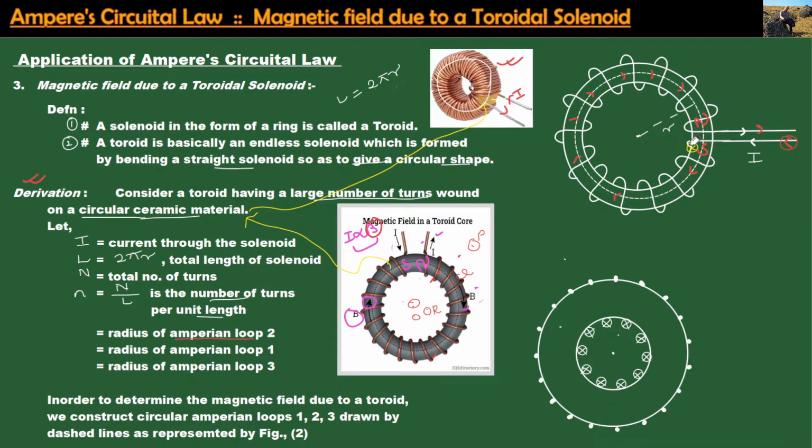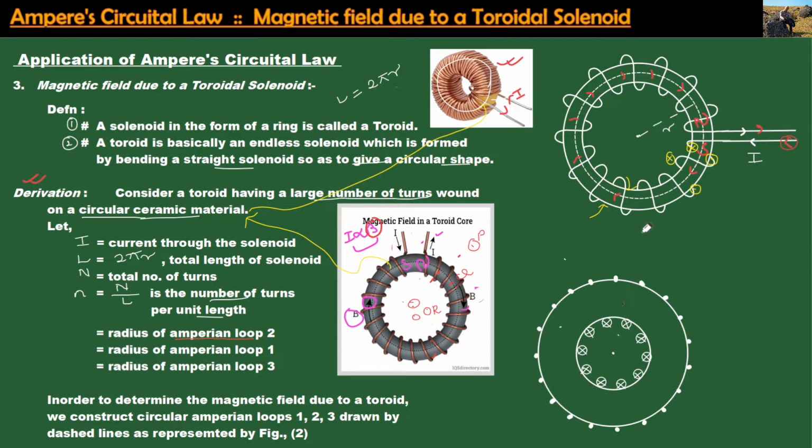And from here, the current goes and then comes out from this particular point. Once it comes out, that means the current will move out, so it will be represented by a dot. Then from here it goes inside, so it will be represented by a cross. Then from this particular point, the current comes out, so it will be marked by a dot. That is why if I redraw this toroidal solenoid in this form, this outer circle will represent this part, and this inner circle will represent this part.